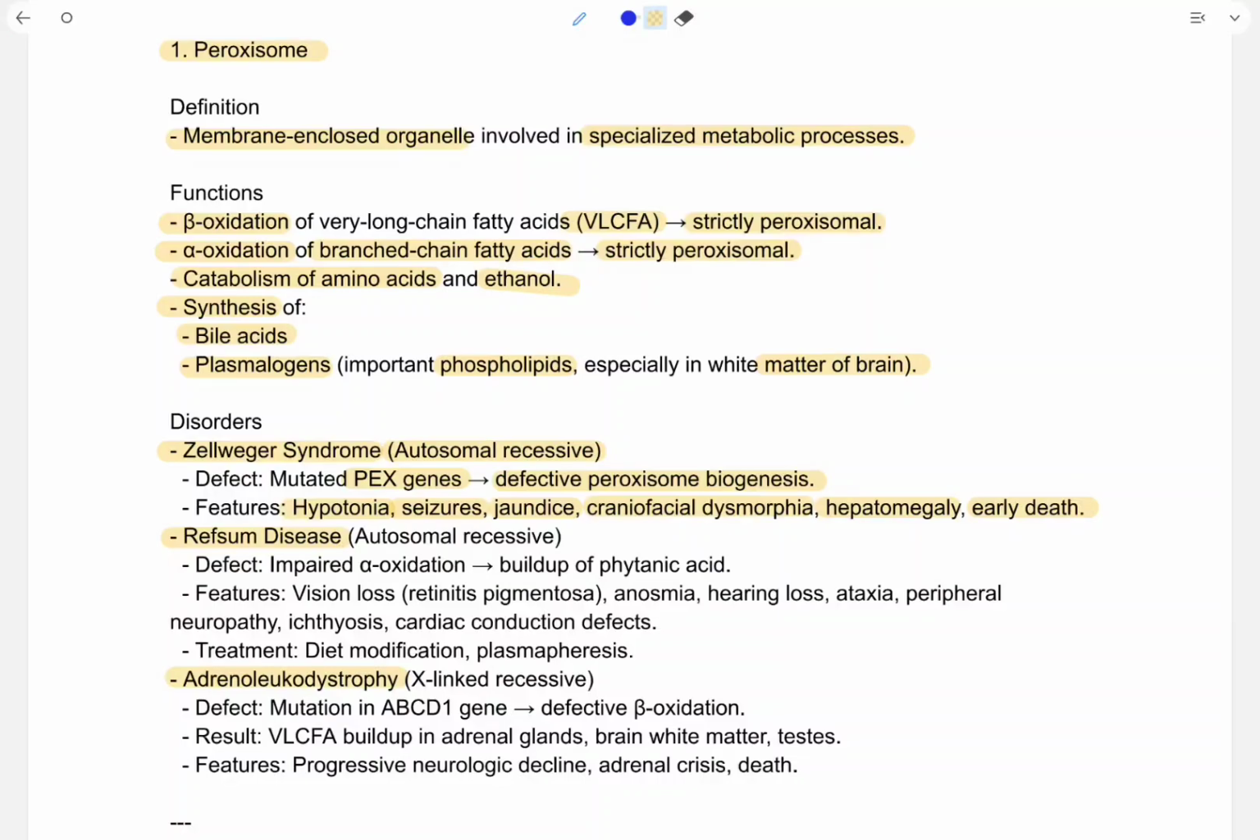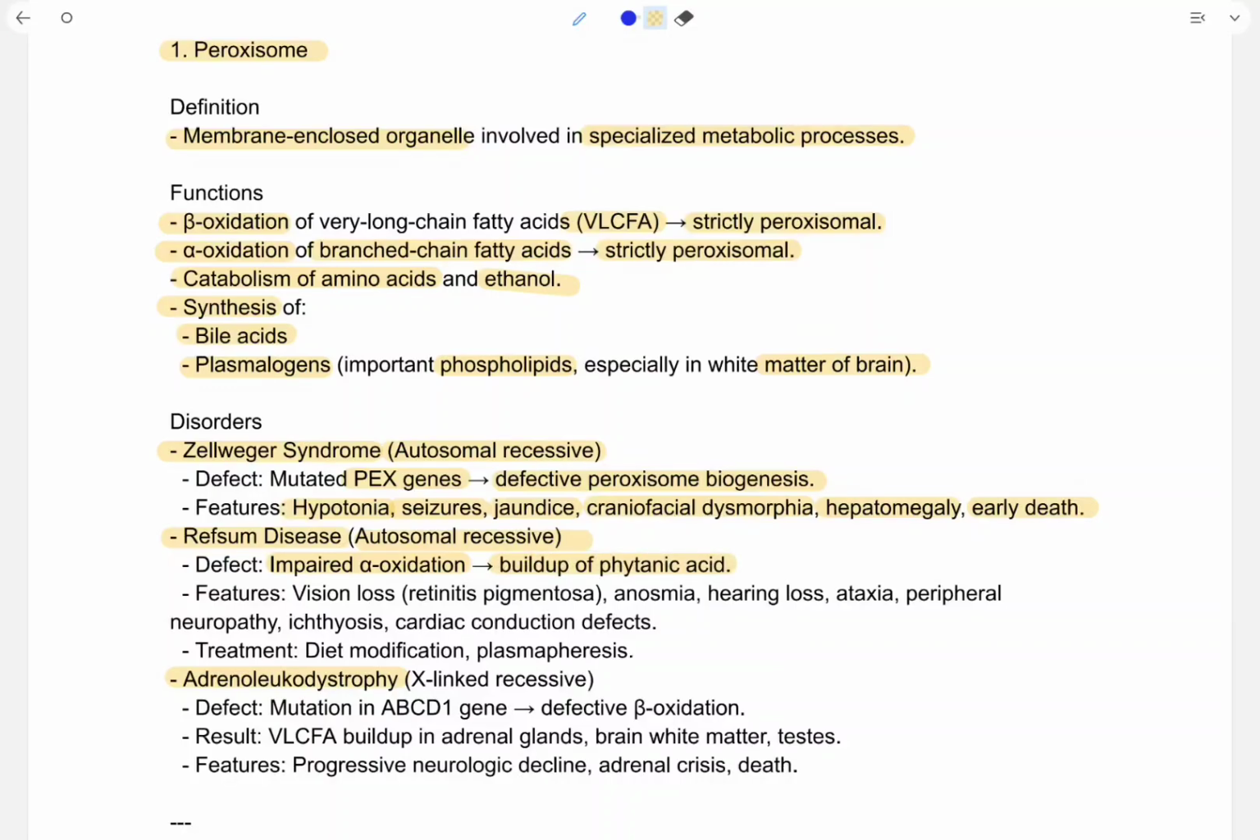Refsum disease is also autosomal recessive. The defect causes impaired alpha oxidation, and due to impaired alpha oxidation, a buildup of phytanic acid takes place.